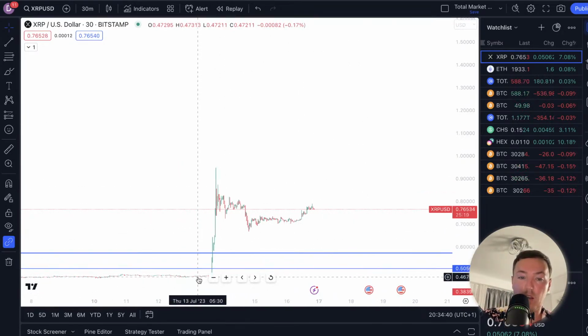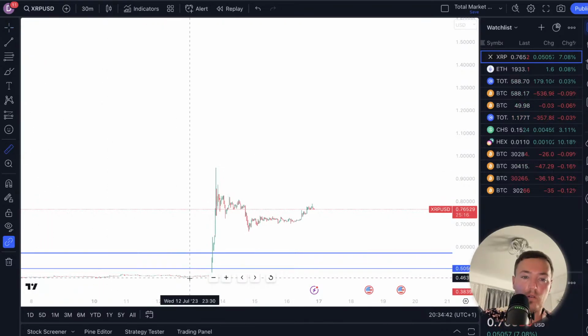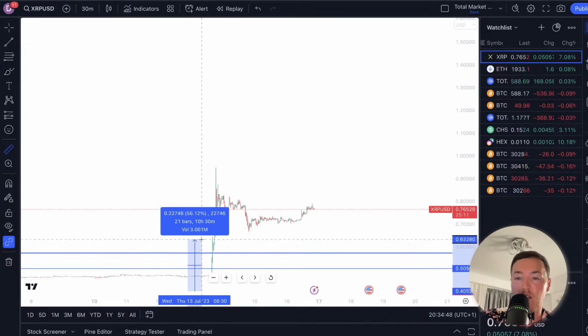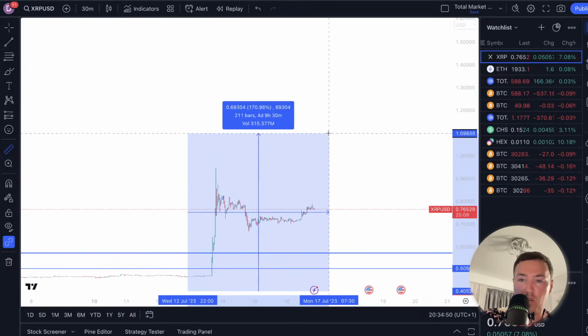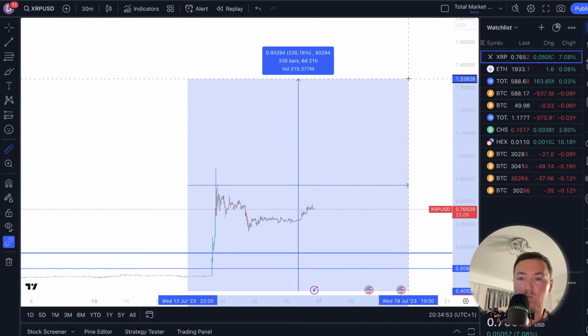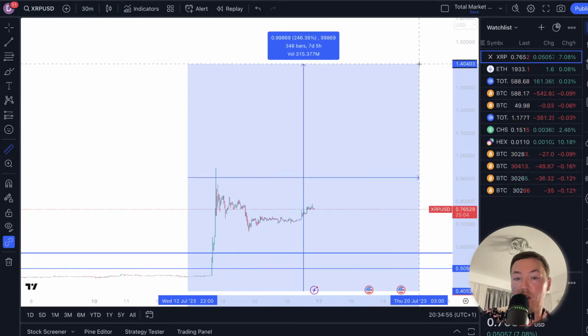If you've bought $10,000 at, what was it at, 40 cents, and it pumps to $1.40 during the night, you're up 246% on your $10,000. Anyone got some quick maths in the chat for that? How much profit would you be up on a $10,000 buy on XRP at 40 cents? Because I imagine that most people's average buy on XRP should be around 40 cents.